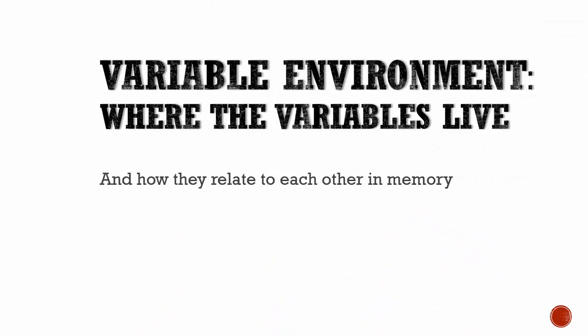The variable environment is just talking about where the variables live that you've created and how they relate to each other in memory. So when you think about the variable environment, just think about where is the variable. Let's move on from there. Let's look at a piece of sample code.